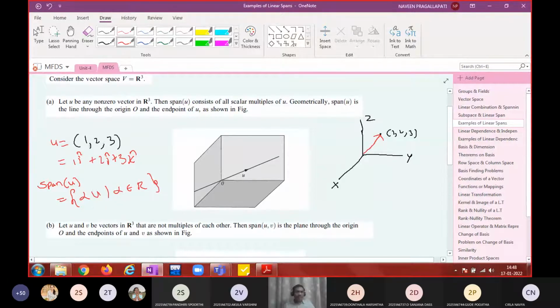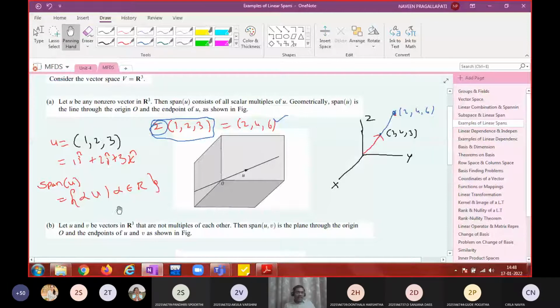And what is the span of u? That means you take (1, 2, 3) and you take some scalar, say 2. What is 2 times (1, 2, 3)? It is (2, 4, 6). Where will this (2, 4, 6) be? It will be somewhere here, if you extend the line, somewhere you will find (2, 4, 6). That means any multiple of a vector is going to be a vector in the same direction. You agree or not? And whether it is the same direction or the opposite direction depends on whether the scalar is positive or negative. Am I right? Yes.